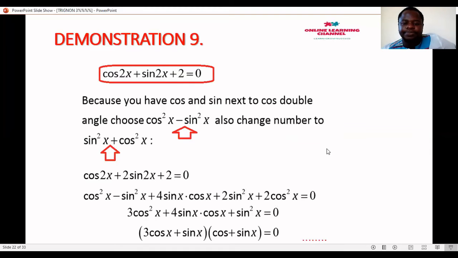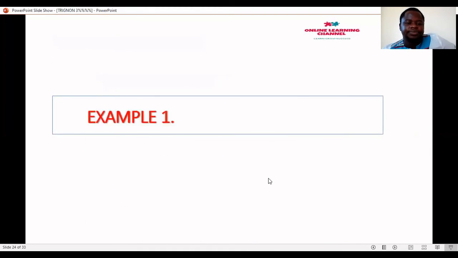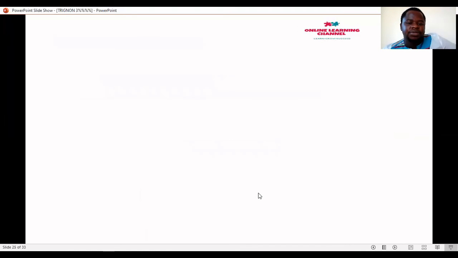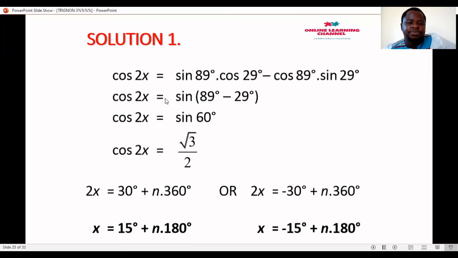Okay, now let's look at example number 1. They say determine the general solution of cos 2x is equal to sin 89 cos 29 minus cos 89 sin 29. So this should be simple. You start by this side. Because it's sine, it will be sine of 89 minus 29, which will give you sin 60, and then cos of 2x is equal to root of 3 over 2.